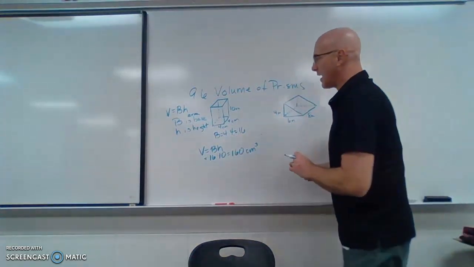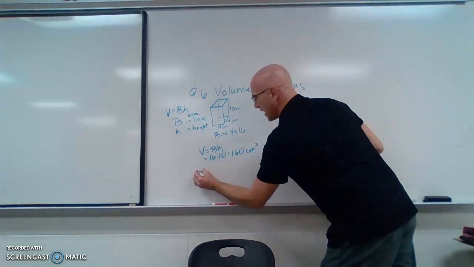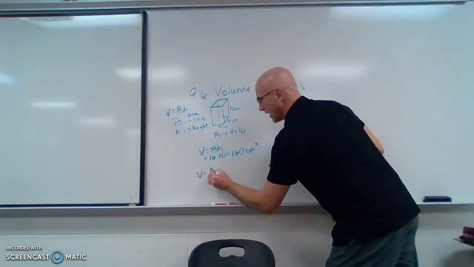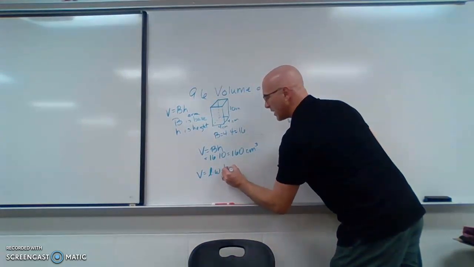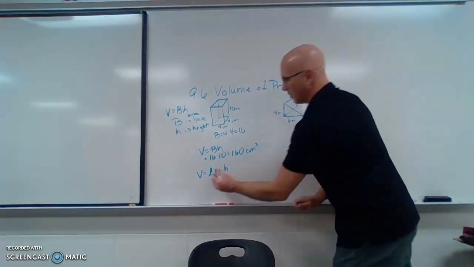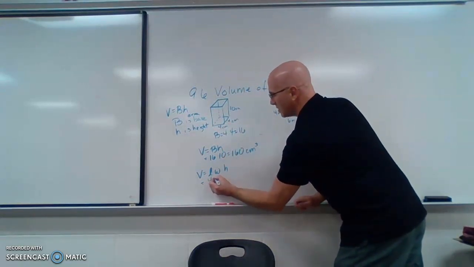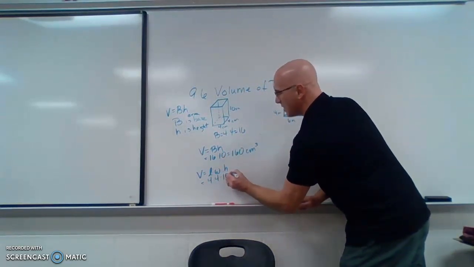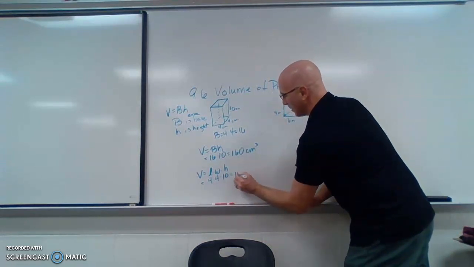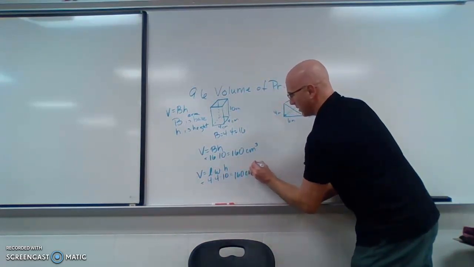Another way we could look at that as well, let's just say volume equals length times width times height. So we would say the length and the width of the base, 4 times 4 times 10, and that is equal to the 160 cubic centimeters.